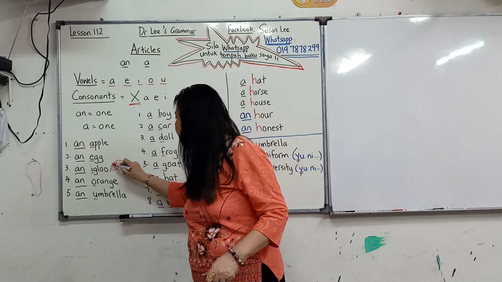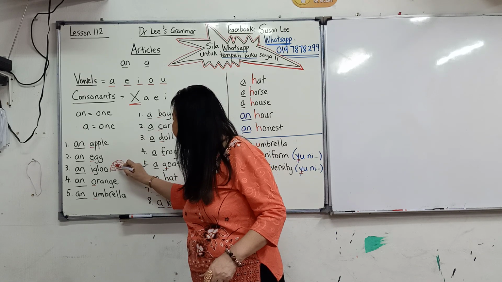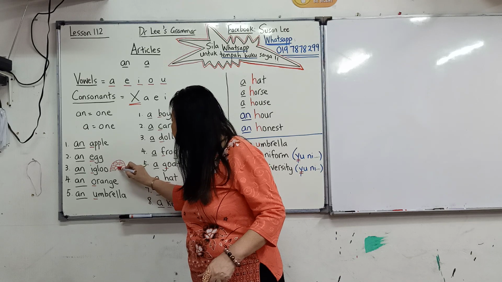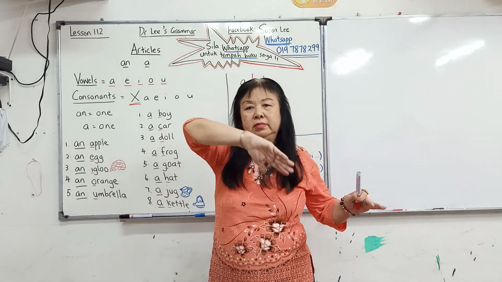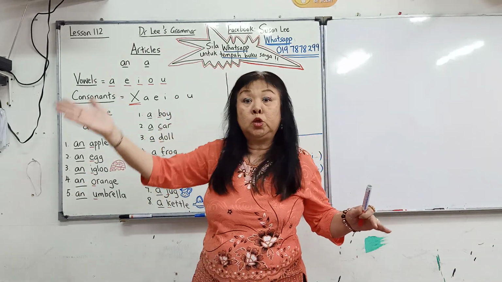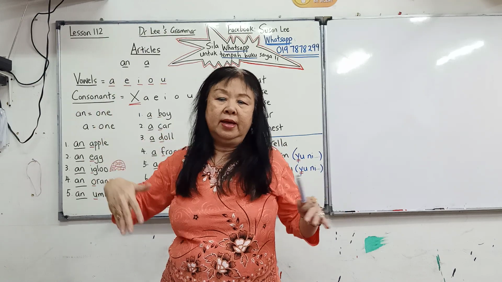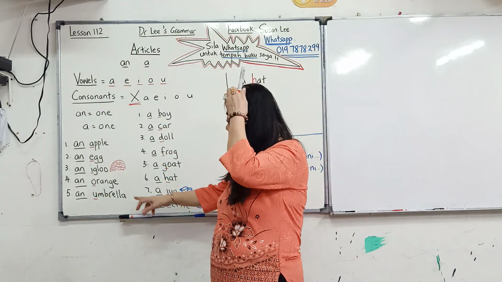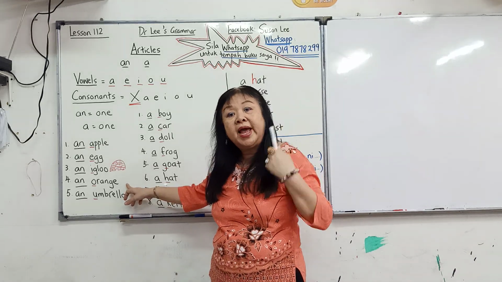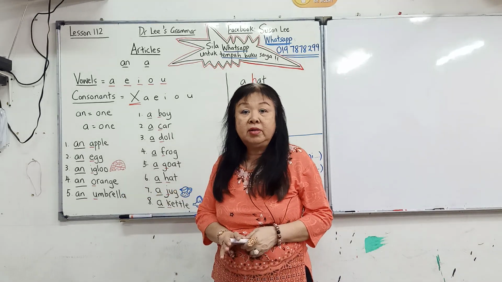So a simple picture to show you what an igloo is. Okay, so an igloo is like a house, you know, it's in the shape of a dome, a semicircle, and it's made of ice. So one orange is called an orange, one umbrella is called an umbrella.